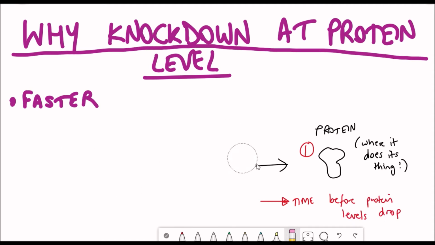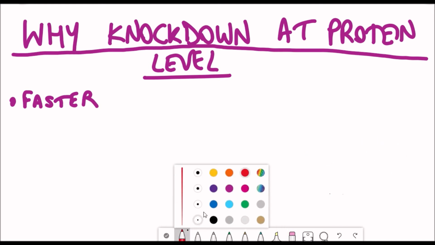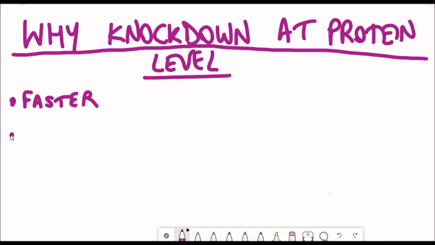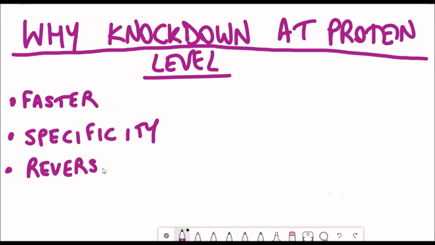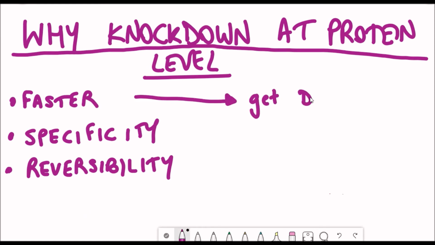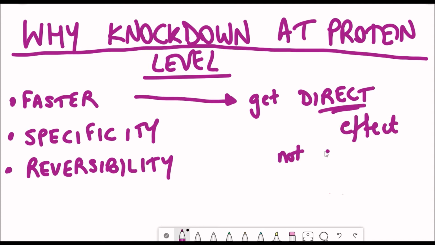The protein level can also be more specific. With these degrons we can specifically target the protein, as opposed to gene deletions where you might have off-target effects, likewise with the RNA depletion methods. And lastly, it can be reversible. If you knock out a gene, you can't just get that gene back again, whereas if you've got a conditional system that depletes at a protein level, such as using a small molecule, you can add and then take away that molecule to reverse the effect.